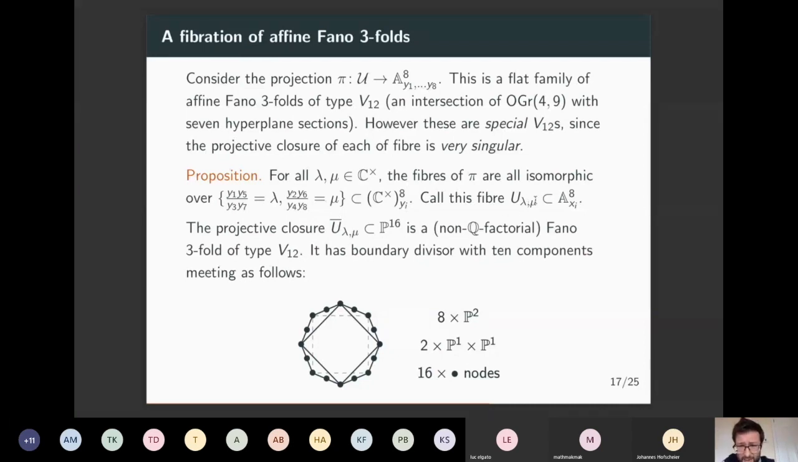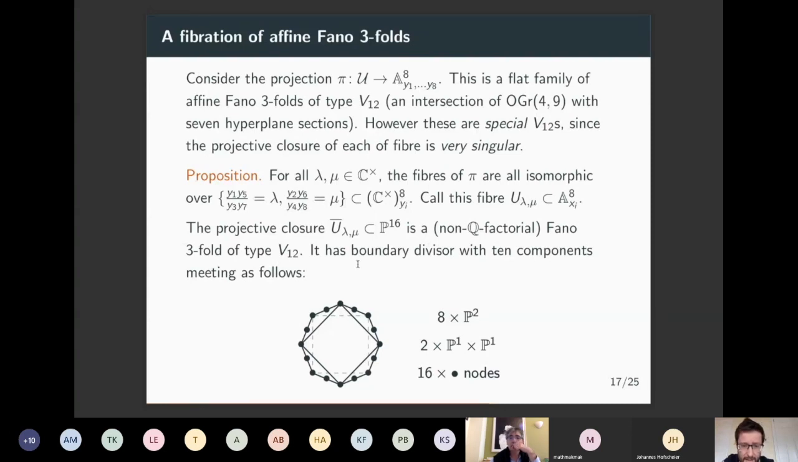Let me call a fiber that lives above this locus U lambda mu. Then for any lambda and any mu which isn't 0, the projective closure of this affine Fano threefold is a non-Q-factorial Fano variety of type V12. So the problem is that the central fiber of this fibration is very degenerate.